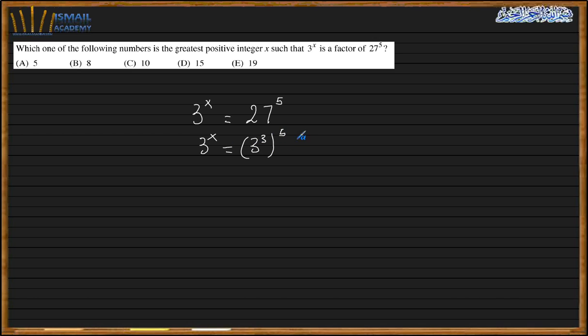Here I'm going to use the property of the power. If I have a to the power n to the power m, I just multiply the powers. So here I will have 3 to the x equal 3 to the 15. And we know that exponential expressions are one to one, which means if the bases are the same, the exponents are the same. So x equals 15, which is D.